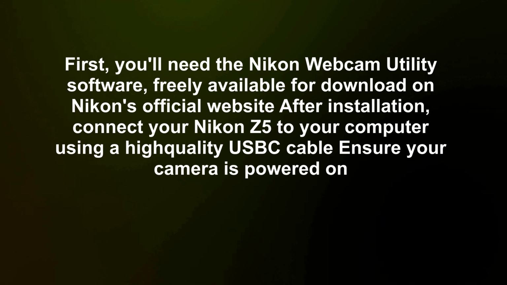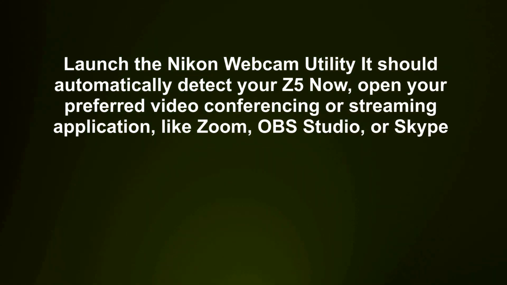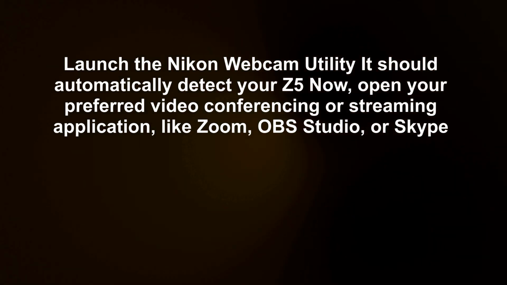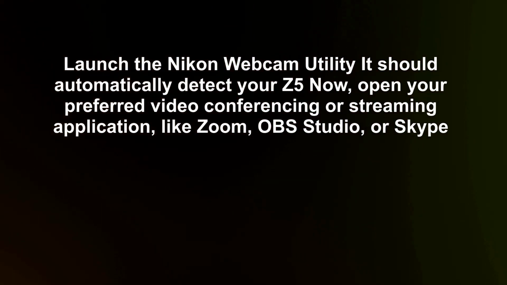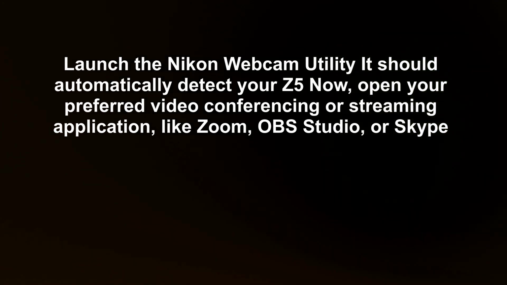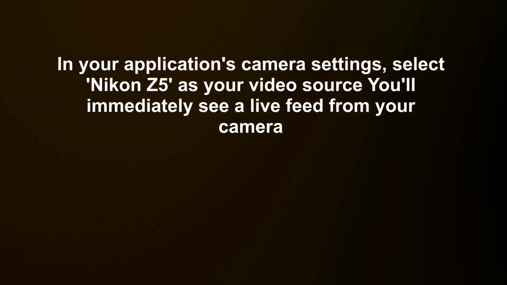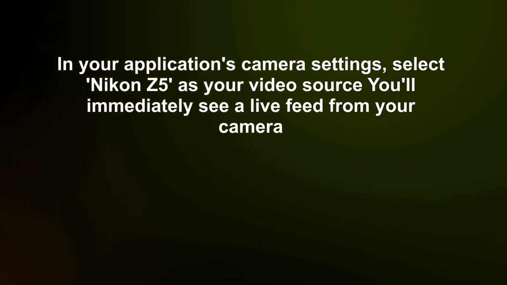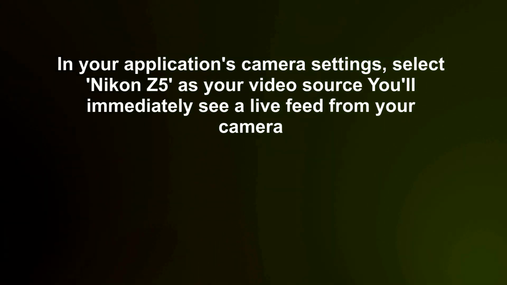Ensure your camera is powered on. Launch the Nikon Webcam utility. It should automatically detect your Z5 now. Open your preferred video conferencing or streaming application, like Zoom, OBS Studio, or Skype. In your application's camera settings, select Nikon Z5 as your video source. You'll immediately see a live feed from your camera.